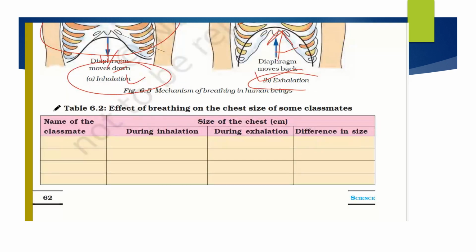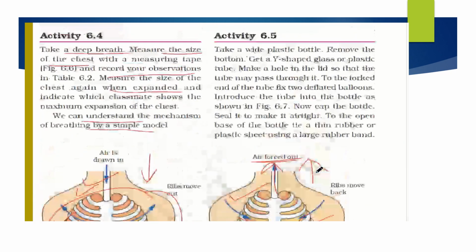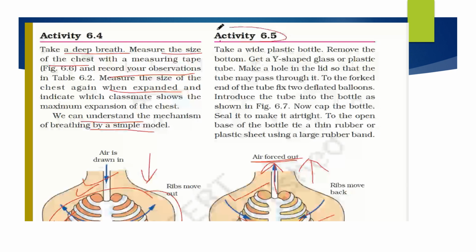This is an activity you will do in your school. You will write the names of your classmates 1, 2, 3, 4. You will write what is the chest size during inhalation, what is the chest size during exhalation, and what is the difference in their chest size. So this is what you are going to do. Then comes another experiment, activity 6.5.